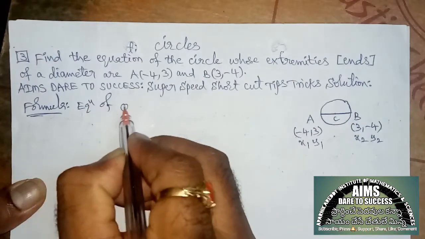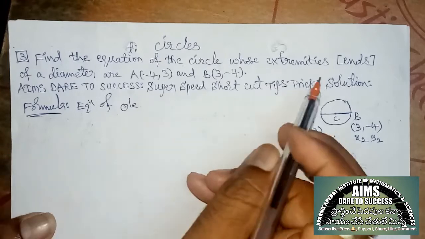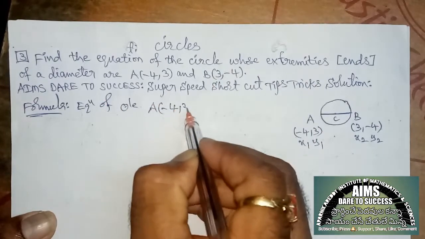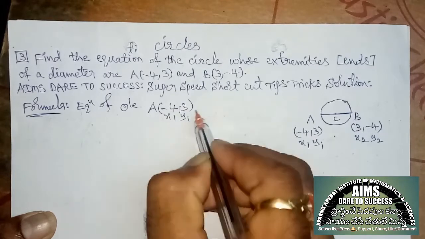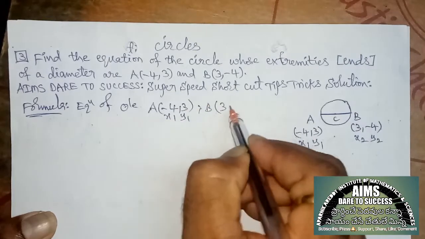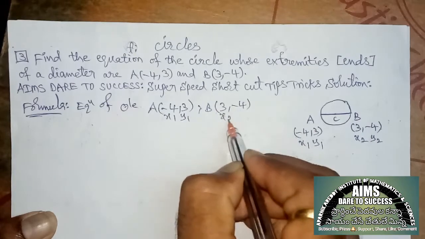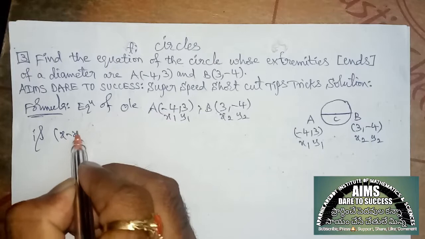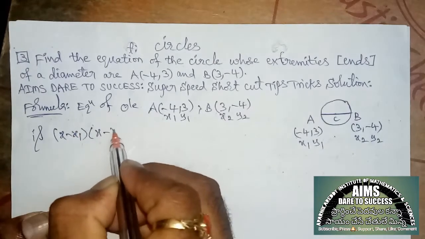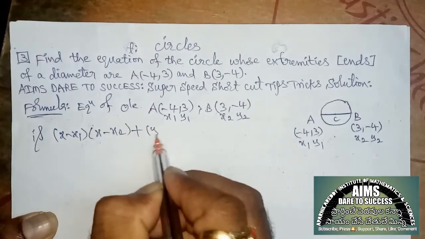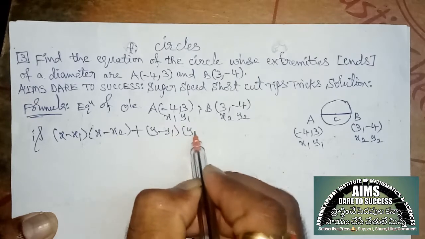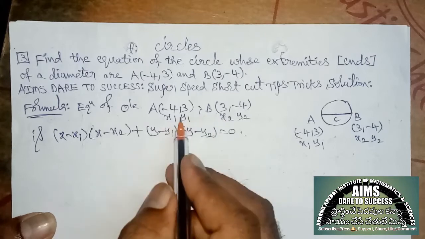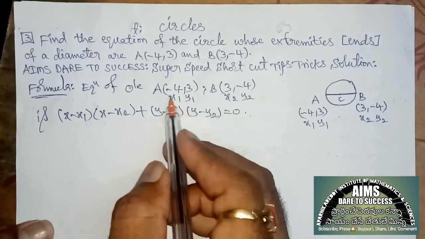equation of the circle whose extremities of the diameter are A (minus 4, 3), let it be taken x1 comma y1, B (3, minus 4), let it be taken x2 comma y2, is small formula and simple formula: x minus x1 into x minus x2 plus y minus y1 into y minus y2 is equal to 0. As it is, these 2 points you can substitute here.